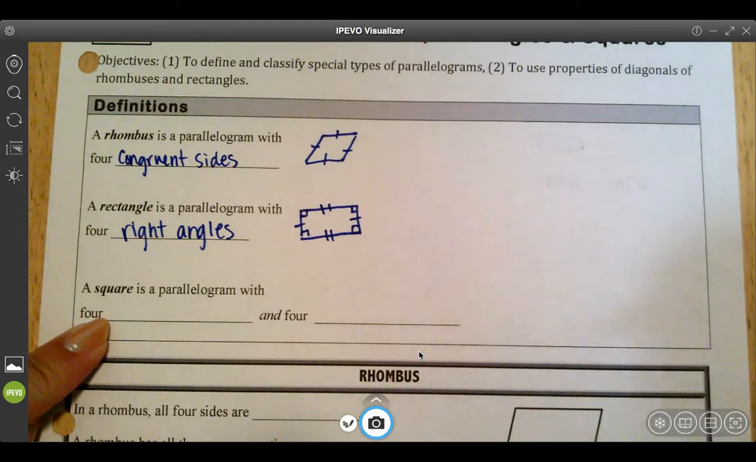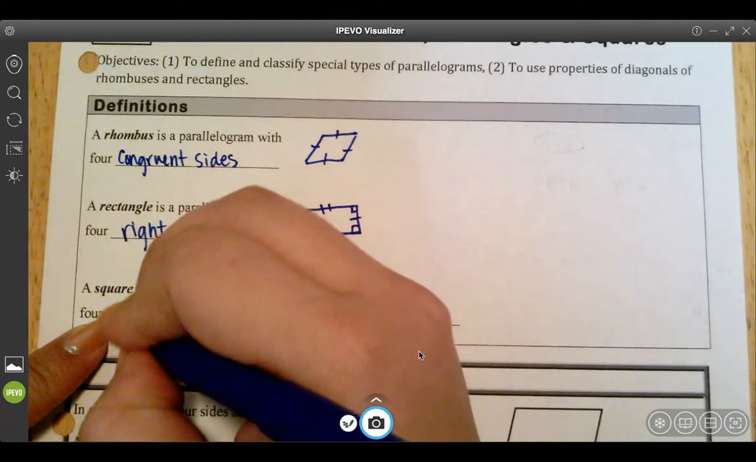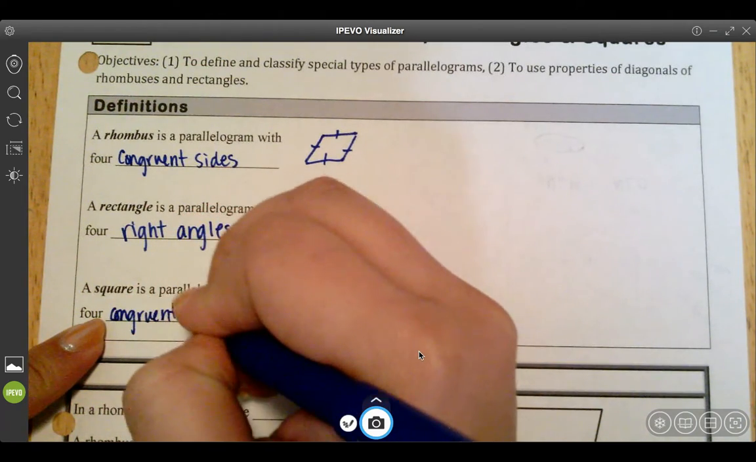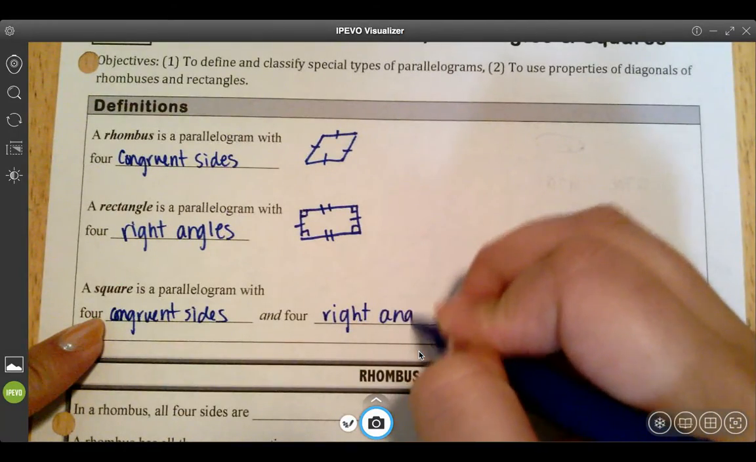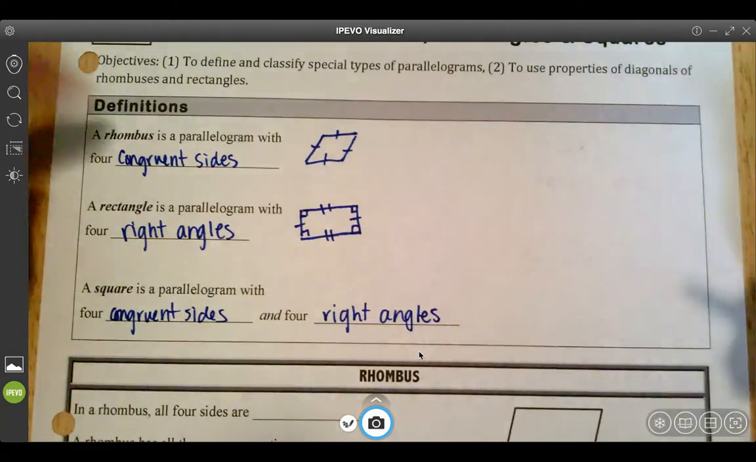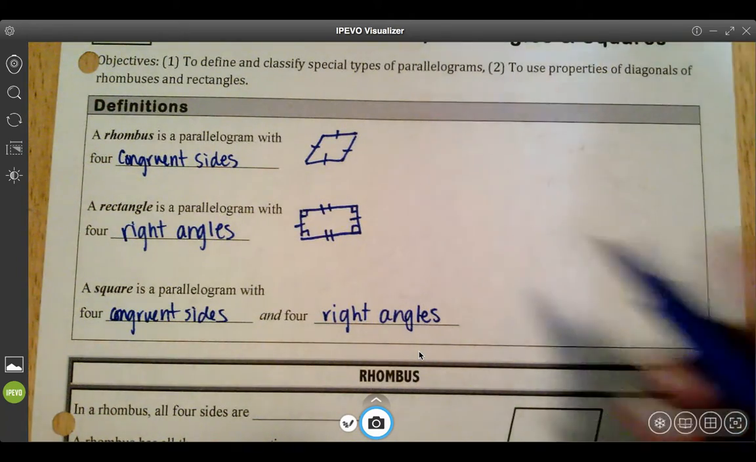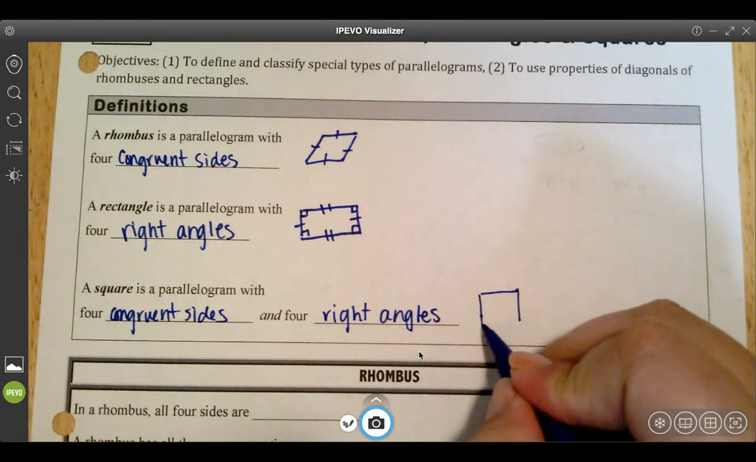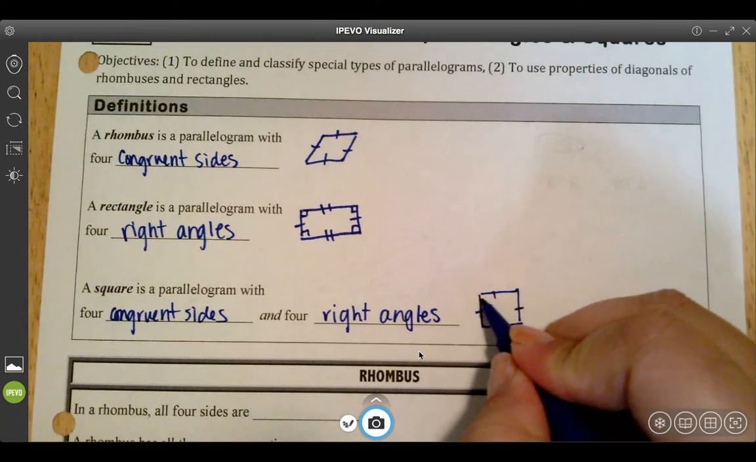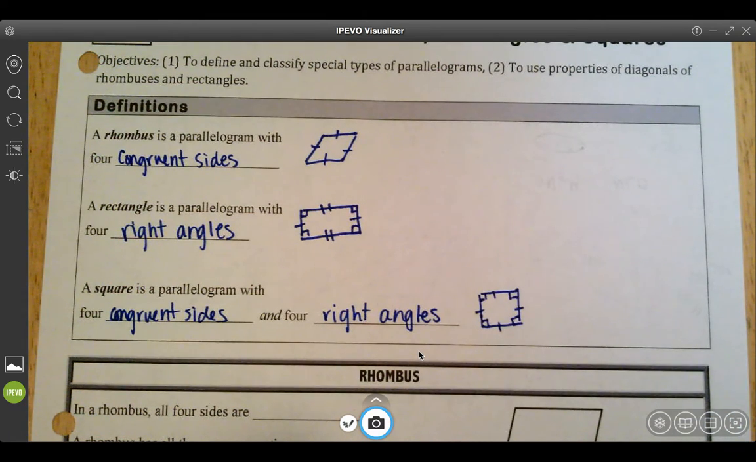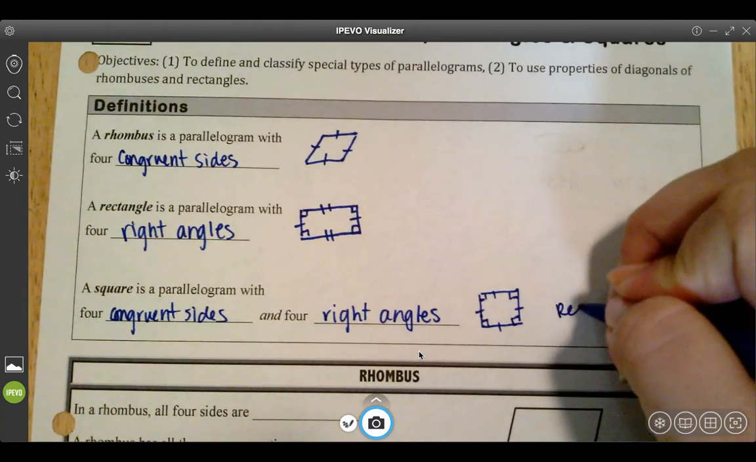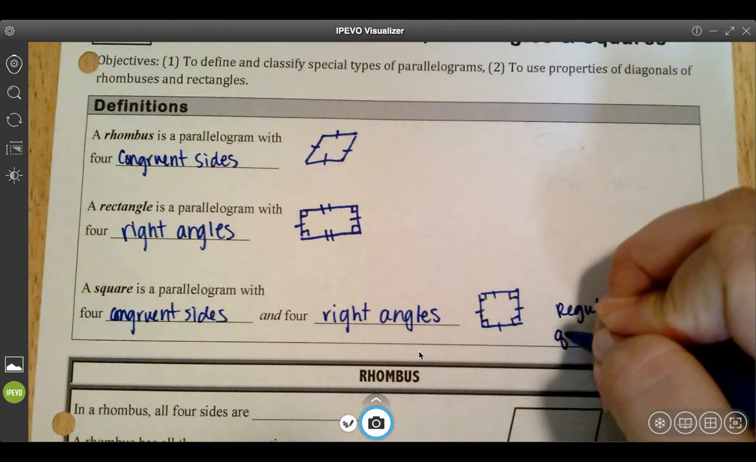And then a square is a parallelogram with four congruent sides and four right angles. So if we take all of the properties of a rhombus and a rectangle together, then we get a square. Now, a square is also the regular quadrilateral. And remember, regular means all angles are congruent and all sides are congruent. So if we have a regular quadrilateral, it is a square.